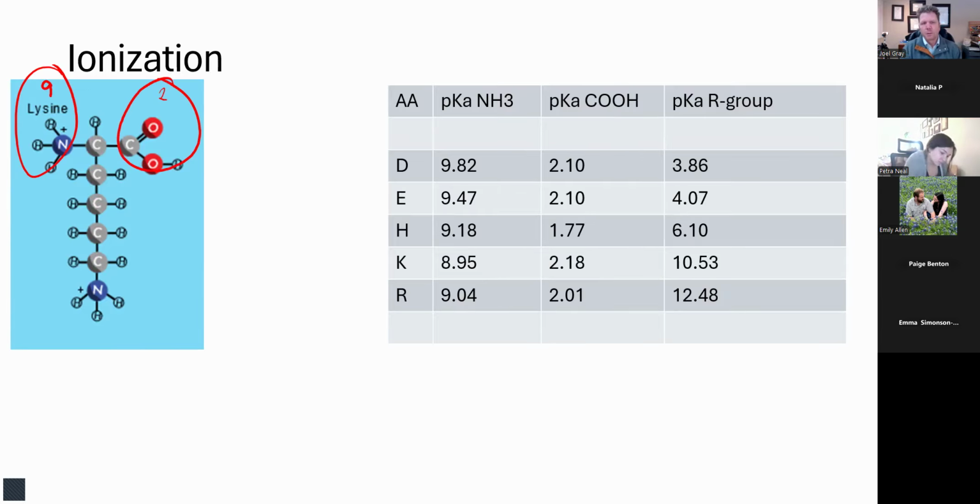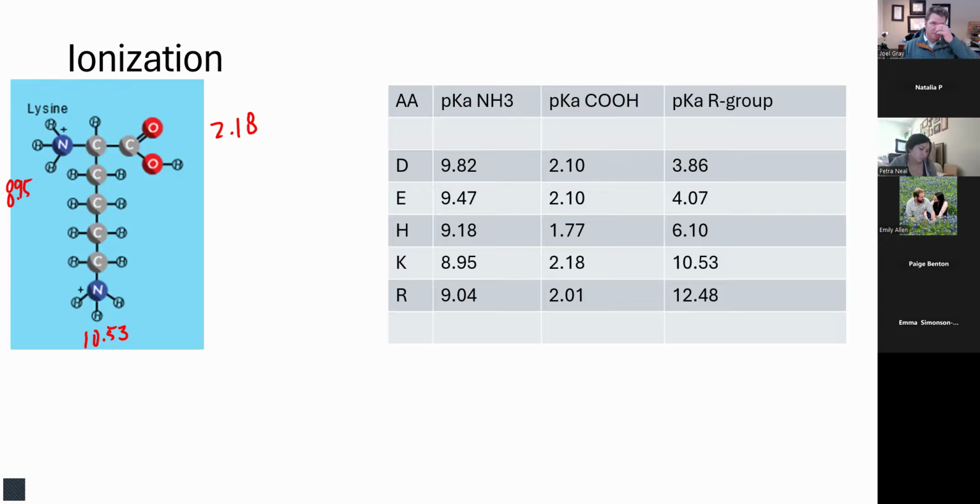Now, here are examples of values that I would provide for you on an exam. We'll have 3 ionizable groups for lysine. We've got this 2.18 and then 8.95. And then our R group is going to be 10.53. Okay, so those numbers, roughly 9, roughly 2, and some kind of wild card almost, that's what I want you guys to know and be able to look at.